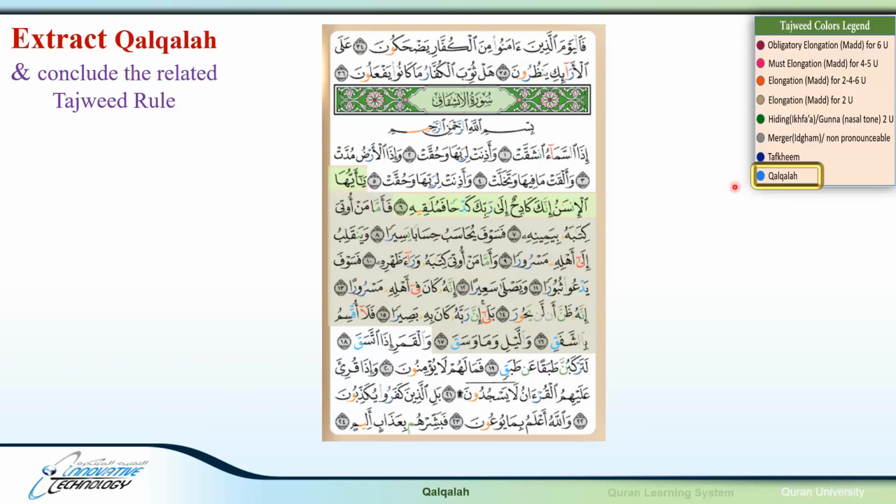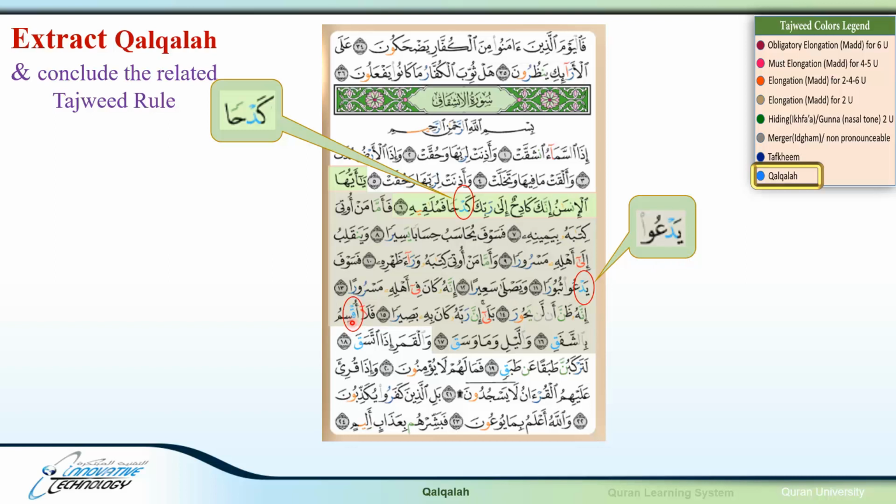Again, look for Qutb Jad with a light blue color. We'll start with kadha. So, middle of a word, middle of the verse, with sukun, hukum is little qalqalah, kadha. Next, yad'u. Same, middle of a word with sukun, middle of a verse, so the hukum is little qalqalah, yad'u.